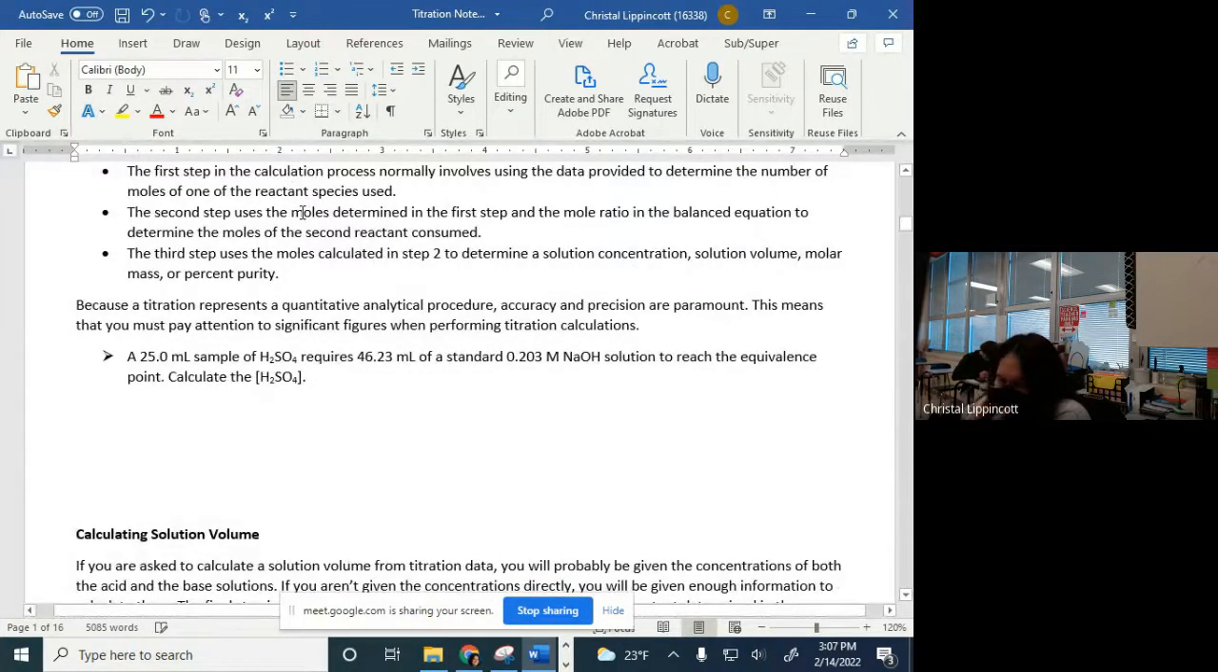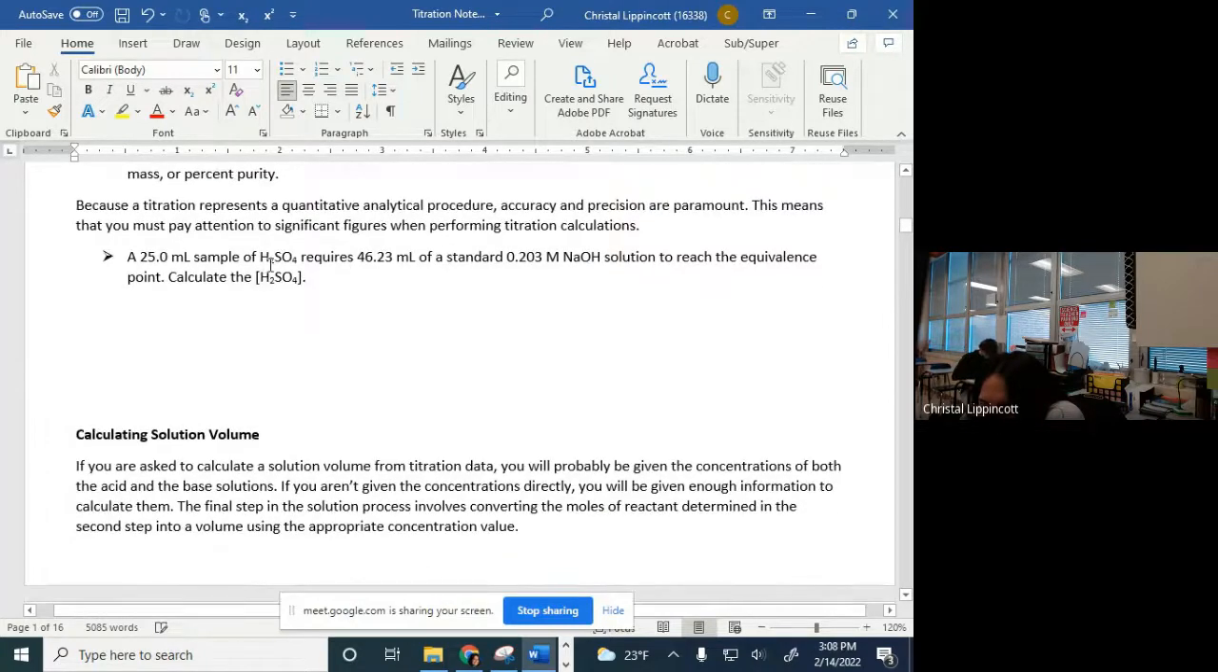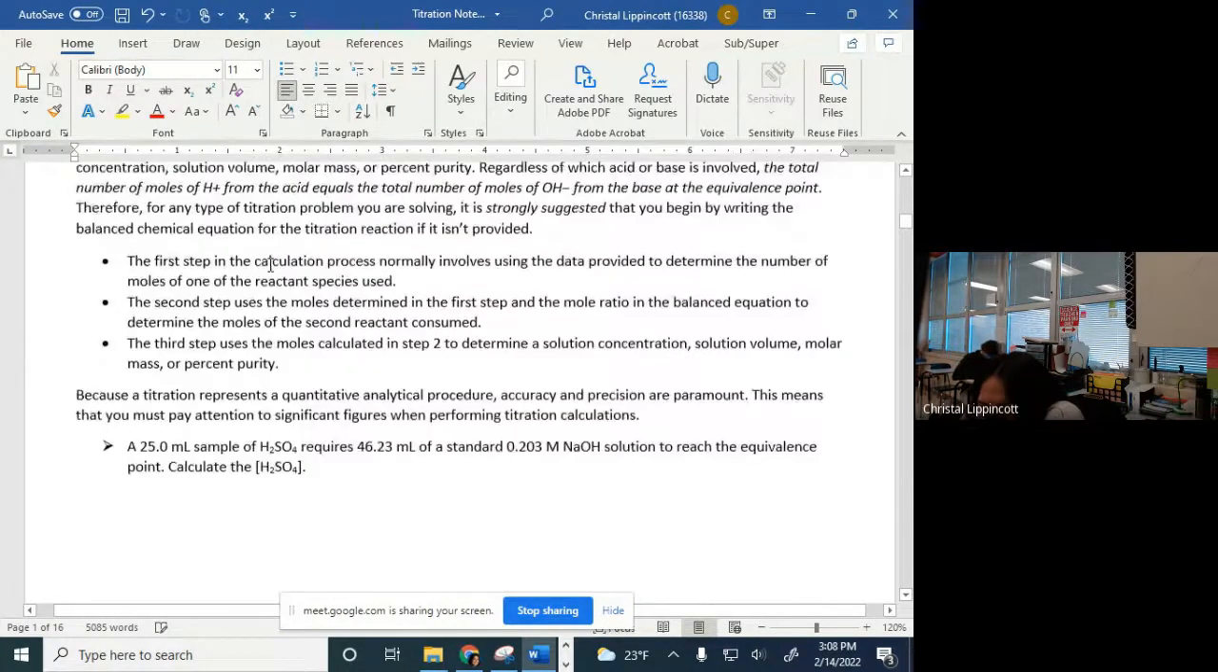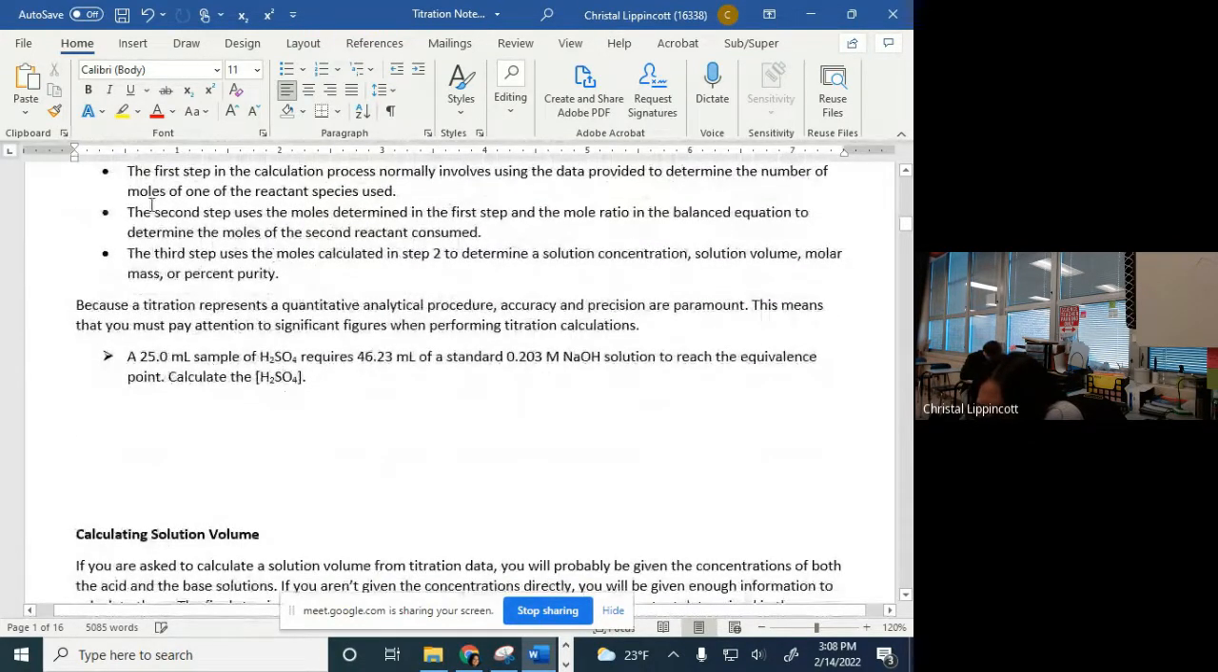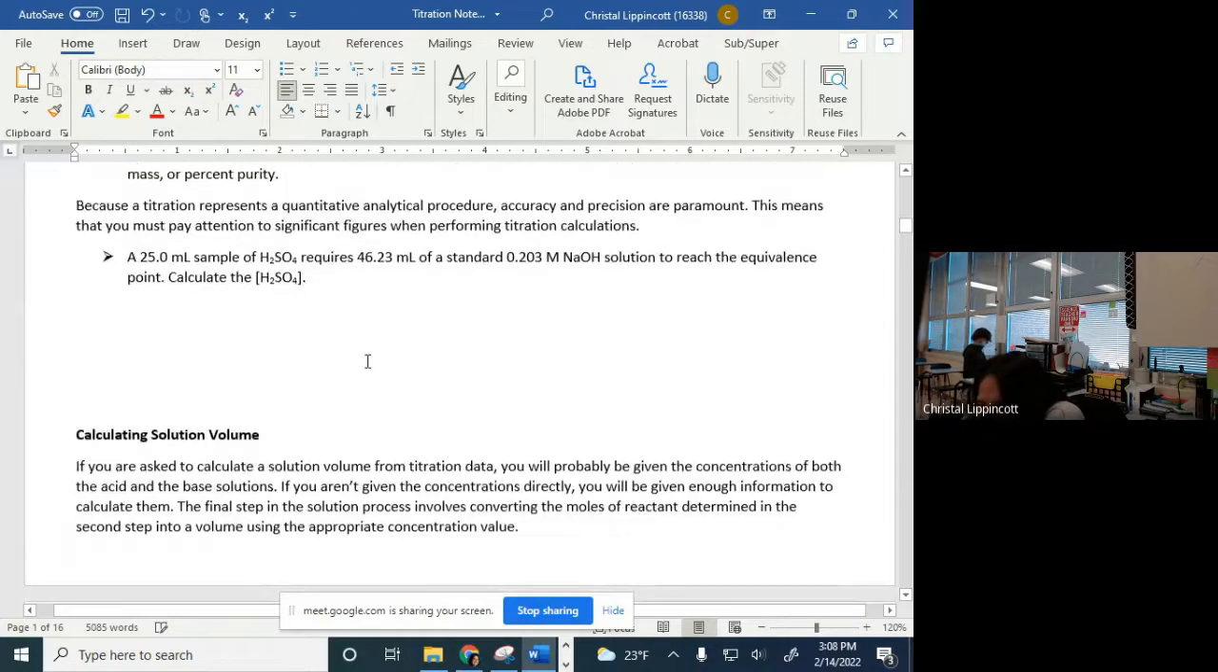All right. So here we have a 25. So let's see here. The first step in the calculation normally involves figuring out the number of moles. Second step, you're going to do a mole ratio from the balanced equation to determine the moles of the second reactant. And then the third, you're going to use the moles calculated up above and typically the volume to be able to figure out what the molarity is of the other part.